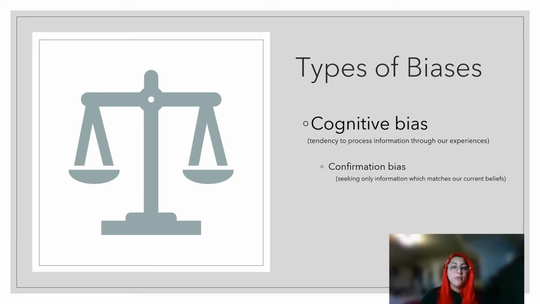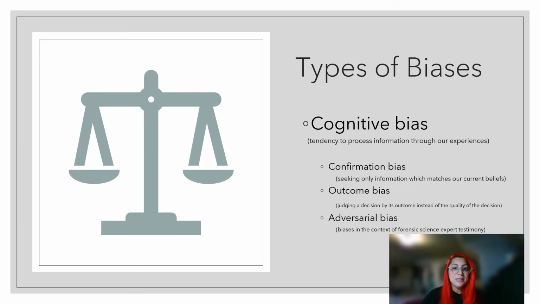One of which is confirmation bias, and that is seeking only information which matches our current beliefs. Another is outcome bias, and that is judging a decision by the outcome intended instead of the quality of the decision. So these two can form incorrect and invalid results. And when it comes to the context of forensic science expert testimony, these are called adversarial biases.